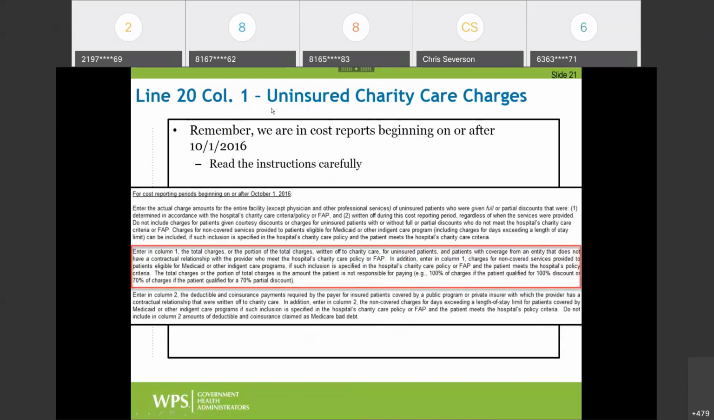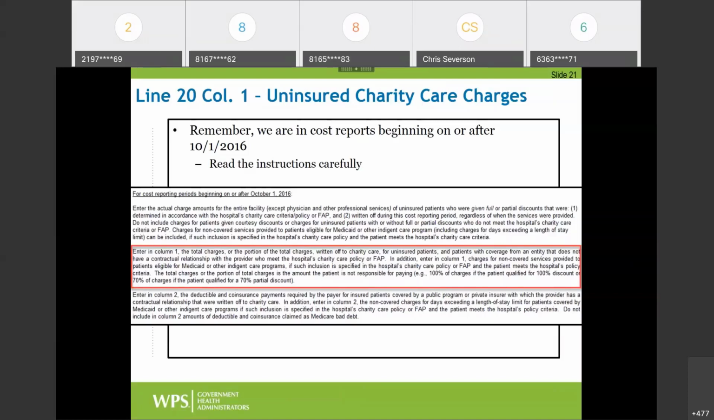So for column 1, we're dealing with uninsured charity care charges. And this is the little excerpt of the cost reporting instructions for that. So enter in column 1 the total charges, or even a portion of total charges if you don't write off 100% of that claim, that were written off to charity care for uninsured patients and patients with coverage from an entity that does not have a contractual relationship with that provider. But notice this little statement, who meets the hospital's charity care policy or financial assistance policy. You'll see that phrase repeated several times. Basically, your policy has to allow it for Medicare to allow it.